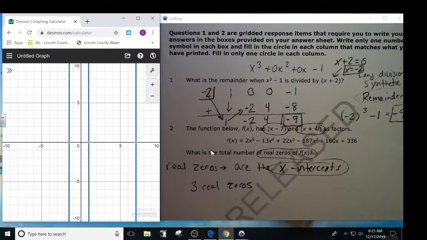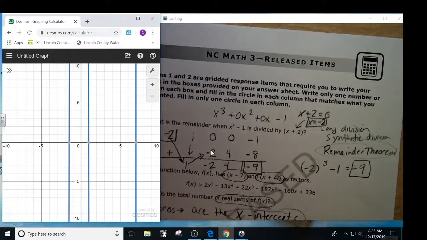I'd put on there how many times it crossed the x-axis. Just count how many times. Then everybody gets that right.